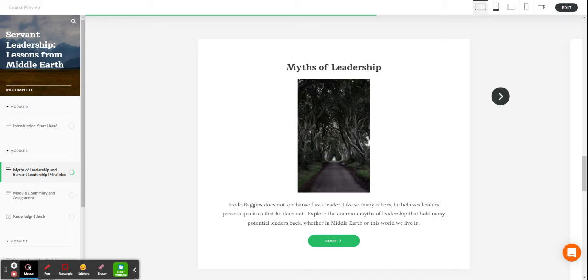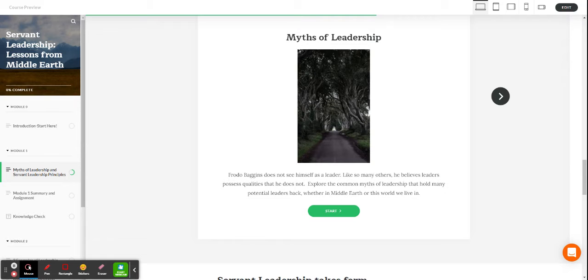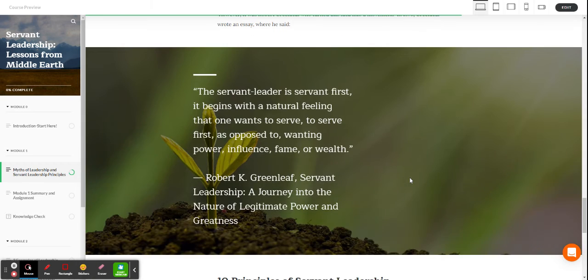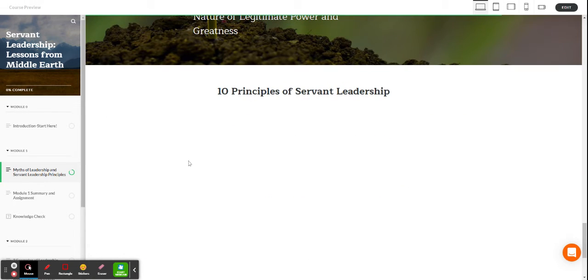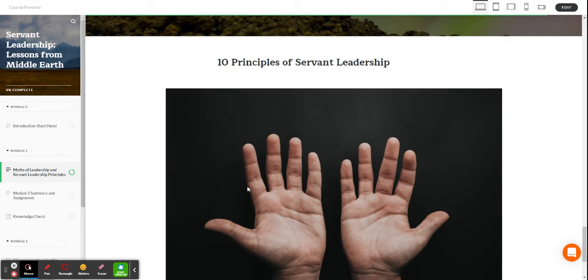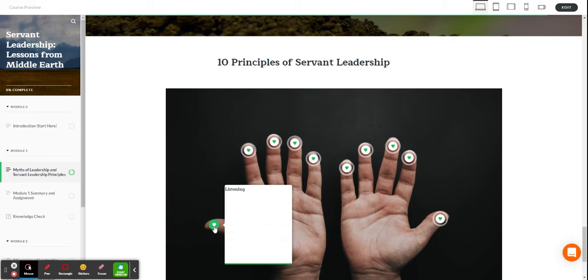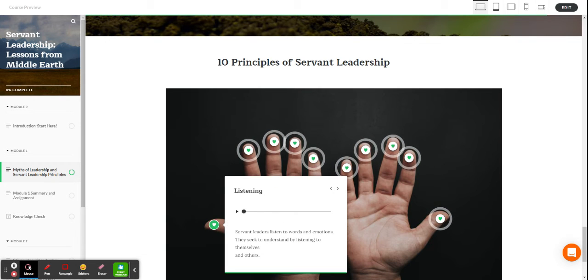Looking at some engagement strategies, I really liked what Rise allowed me to do in terms of making something that was easily accessible in terms of technology, very interactive. So I utilized the slideshow to show the myths of leadership and also an interactive hotspot photograph to introduce people to the 10 principles of servant leadership. Rather than having them read through a lengthy article on this, they can just click on each of these hotspots and the principle and the definition will appear.